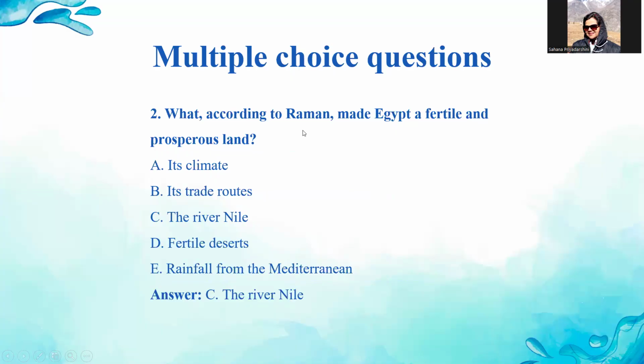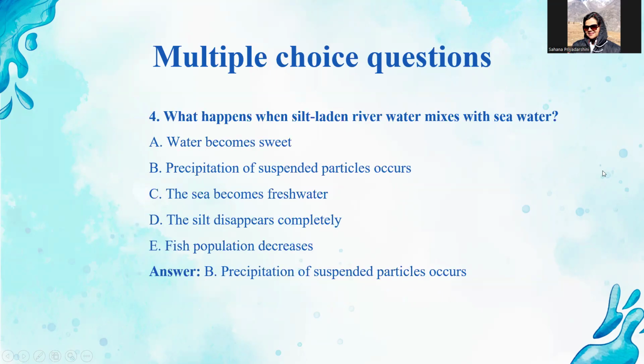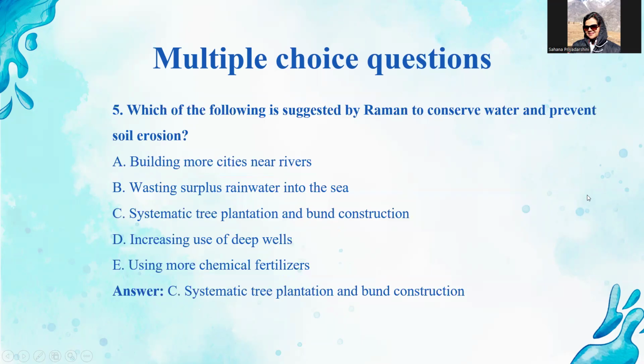What, according to Raman, made Egypt a fertile and prosperous land? Of course, Egypt means the river Nile, because of the river Nile. What is one of the major causes of soil erosion as mentioned in the lesson? That is sudden heavy rain and removal of vegetation. Next question. What happens when silt-laden river water mixes with sea water? The precipitation of suspended particles occurs. Last one we will see. Which of the following is suggested by Raman to conserve water and prevent soil erosion? That is systematic tree plantation and bund construction.